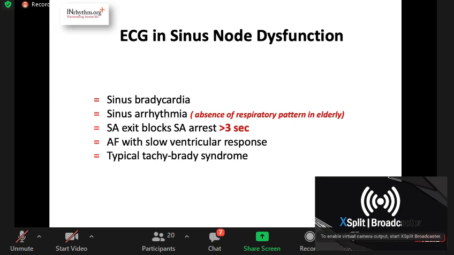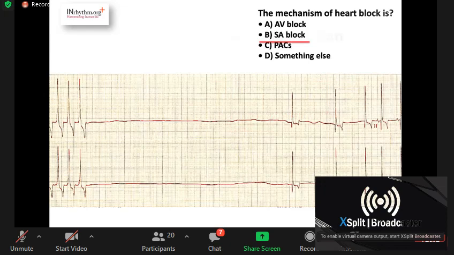Even atrial fibrillation with a slow ventricular response is a spectrum of the SA node dysfunction. And we all know about the tachy-brady syndrome. So look at this ECG. If you look at the first part of the ECG, any volunteer?